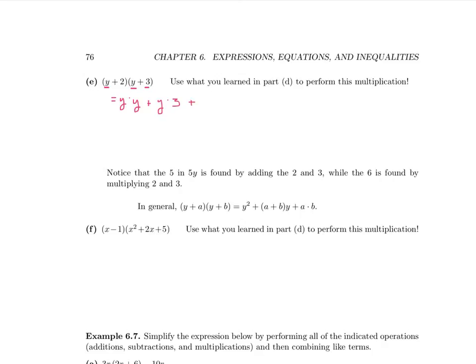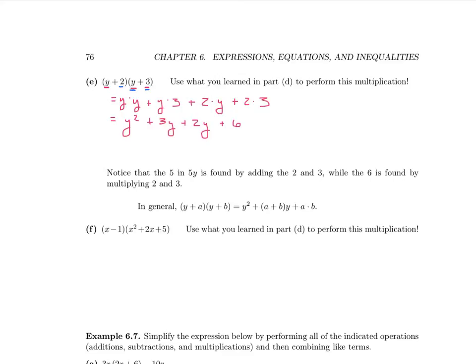Now I need to make sure I multiply the 2 by both the y and the 3. This will give me 2 times y plus 2 times 3. Now we need to simplify. Y times y is y squared. Y times 3 is 3y. 2 times y is 2y, and 2 times 3 is 6. This is our resulting expression.